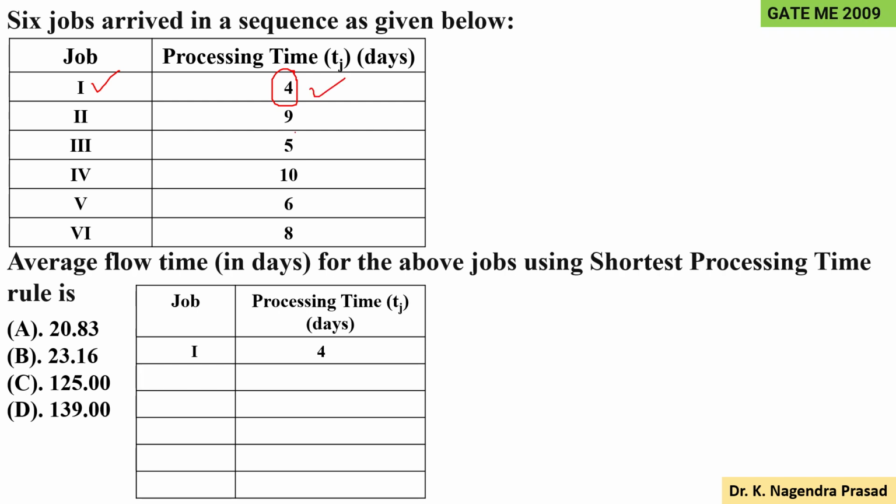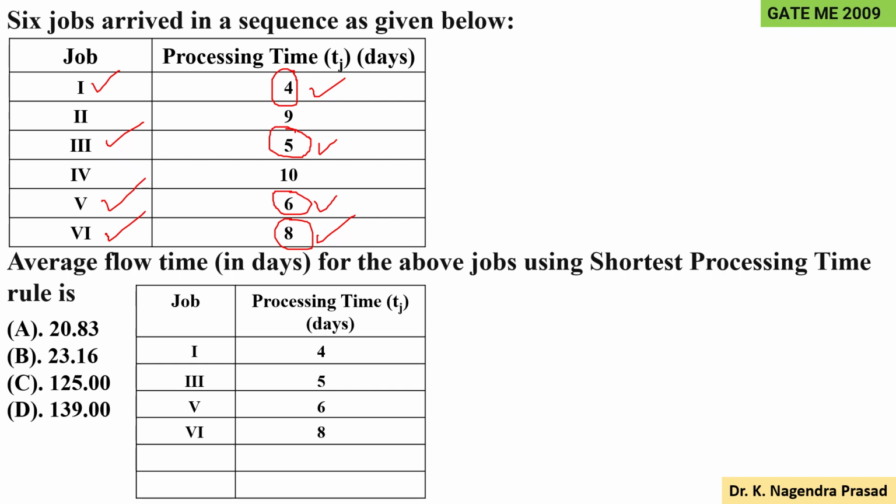Next, the minimum processing time is 5 days for job 3. So next I place job 3 along with its processing time of 5. Next minimum processing time is 6 for job 5, so I place job 5 with its processing time of 6. And next minimum value is 8 for job 6, so I place job 6 with its processing time of 8.